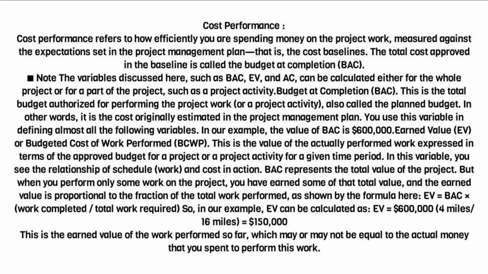So, in our example, EV can be calculated as EV equals $600,000 times 4 miles per 16 miles, equals $150,000. This is the earned value of the work performed so far, which may or may not be equal to the actual money that you spent to perform this work.